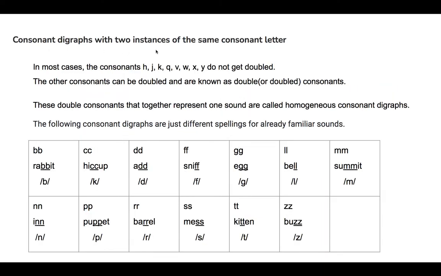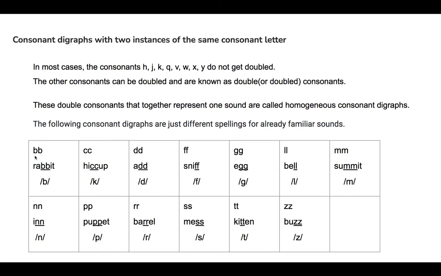Consonant digraphs with two instances of the same consonant letter. In most cases, the consonants H, J, K, Q, V, W, X and Y do not get doubled. The other consonants can be doubled and are known as double or doubled consonants. And these double consonants together represent one sound and are called homogeneous consonant digraphs. The following consonant digraphs are just different spellings for already familiar sounds.